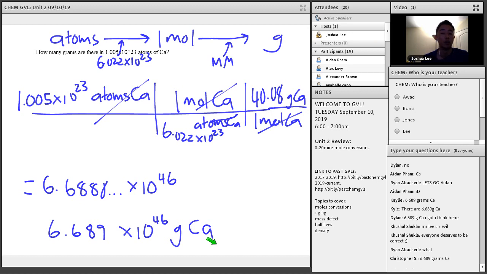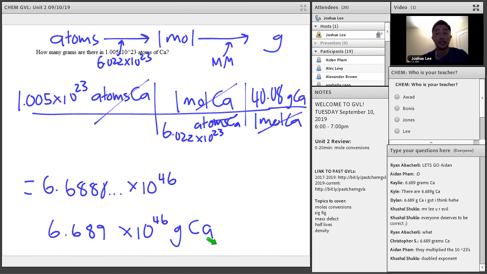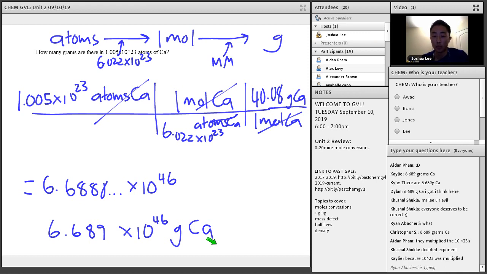Can anyone tell us what went wrong here? Yeah, the times 10 to the 23rd was multiplied instead of divided. So that's just a common mistake where people don't put enough parentheses around their numbers. Yeah. So it's actually not to the 46th, but sounds like you guys are right. Yep. So let's just get rid of that. Good. 6.689 grams of calcium.